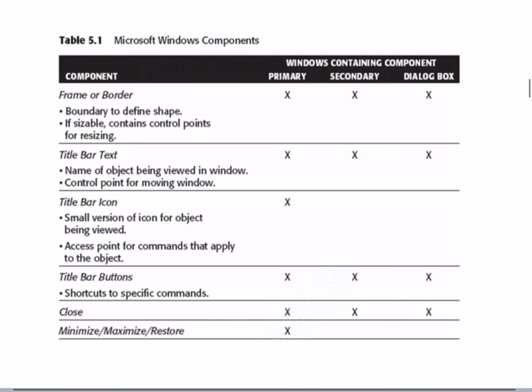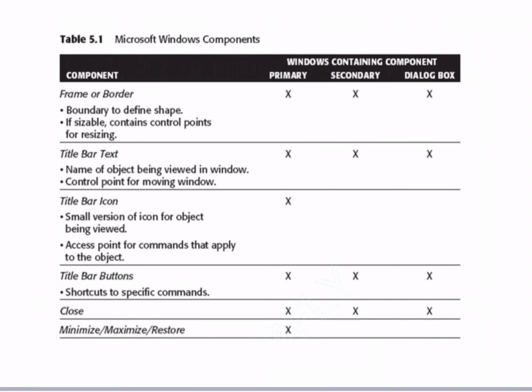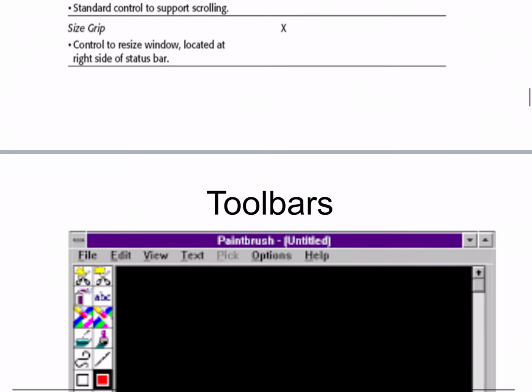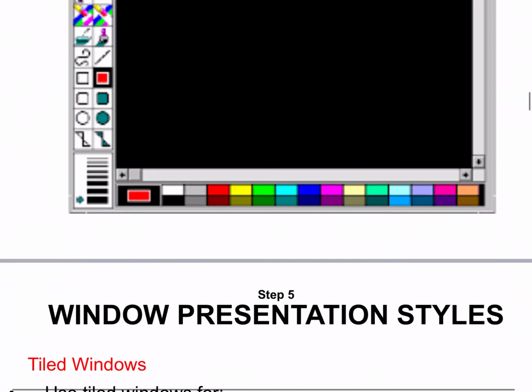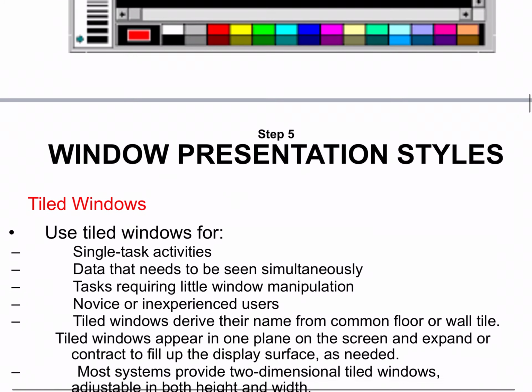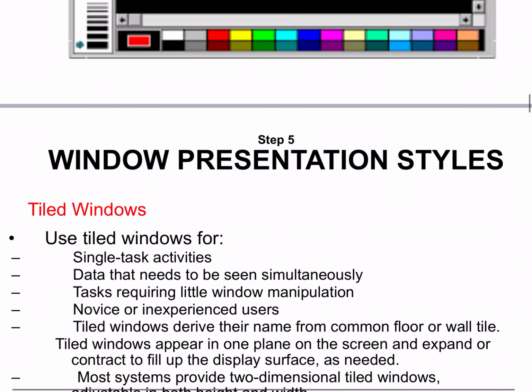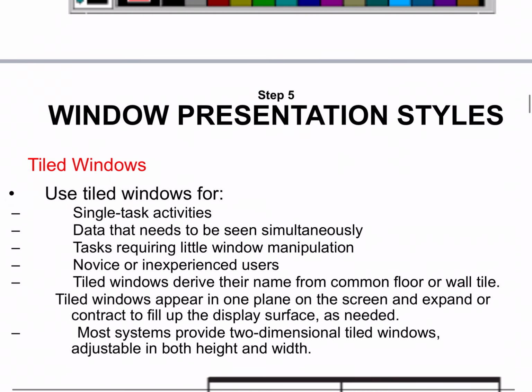So these are the Microsoft Window components, and how they are designated in the primary, secondary, and dialog box. And this is one of the examples. And this is how the toolbar looks. Okay, so next we will discuss the window presentation style in upcoming videos.